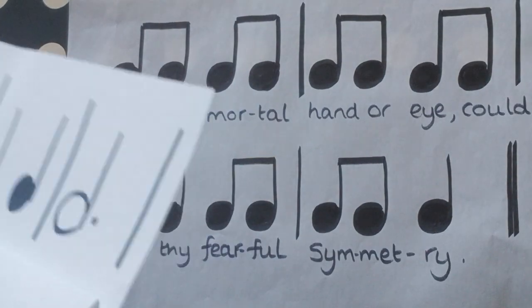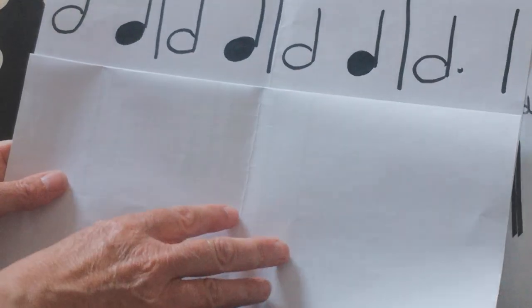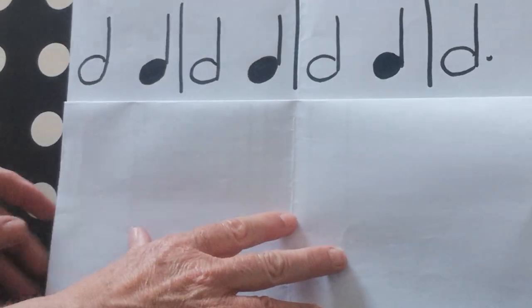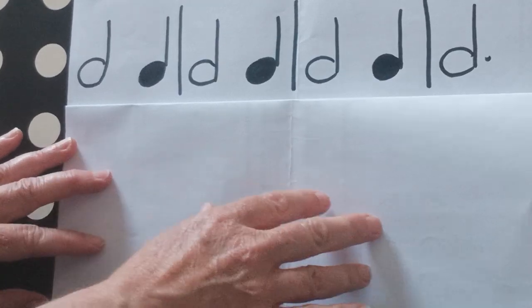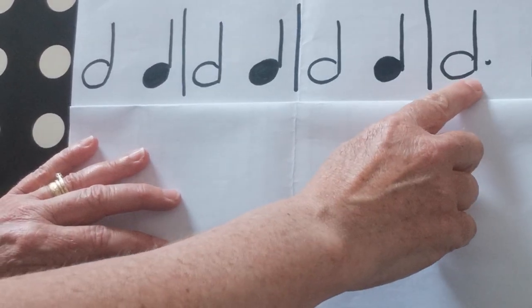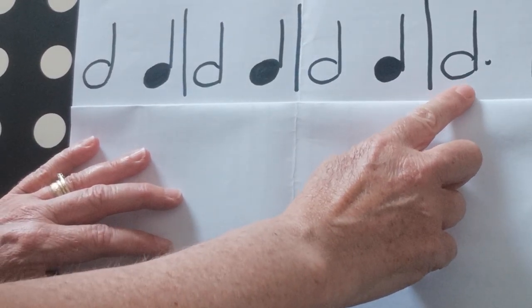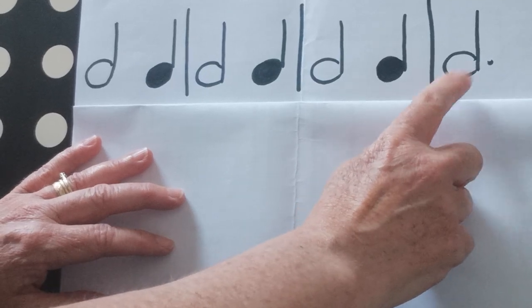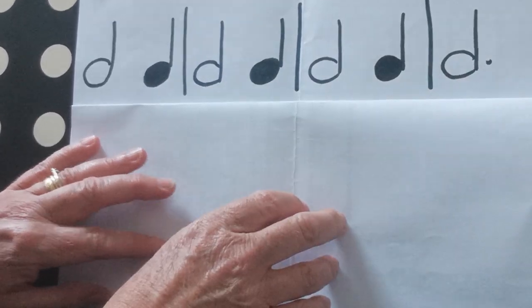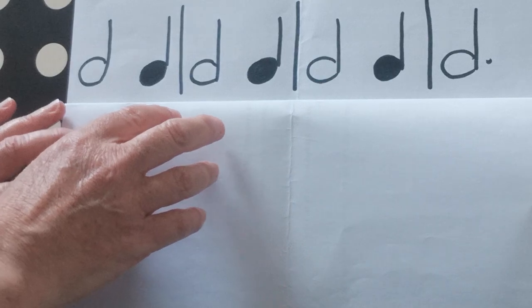Now I've got one more thing to show you. So if you'd like to give the poem a completely different feel, we can mix up our crotchets and minims a little bit differently. We can also make use of our three beat note. Do you remember this one? It's our dotted minim, and we say yawn for that one. So let's have a look at this one, see what it sounds like.